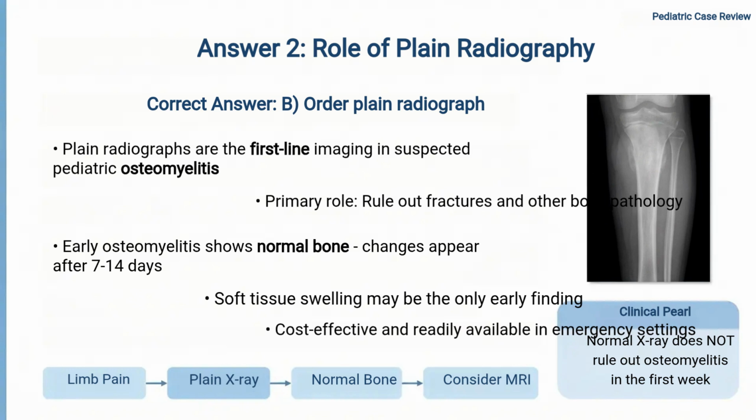Soft tissue swelling may be the only radiographic finding in the first week. This makes plain radiography a screening tool, not a diagnostic one for early disease. A normal X-ray absolutely does not rule out osteomyelitis in the first week of illness.